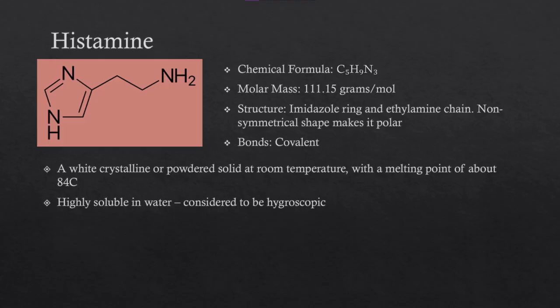A physical property of histamine is that it is a white crystalline or powder solid at room temperature and has a melting point of about 84 degrees Celsius. And a chemical property of histamine is that it is highly soluble in water and it is considered to be hygroscopic, which means it will absorb water vapors from the air surrounding it.